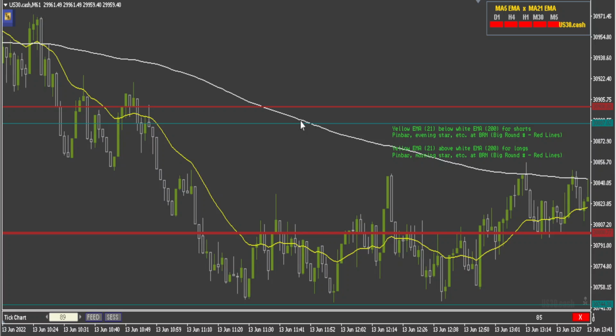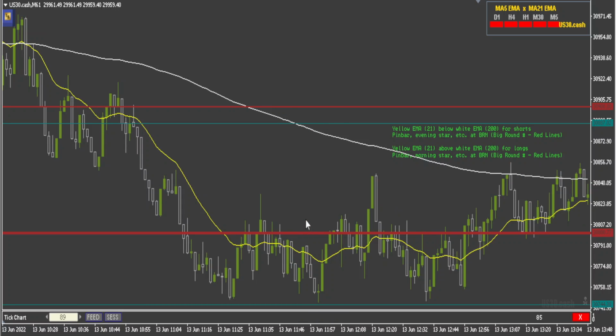We have the white 200 EMA sloping down. We have the yellow EMA below the white EMA. And then we have price come up, make a nice pin bar rejection of this big round number. And again, an added bonus is it rejected the 21 EMA, the yellow here. And then we had a nice little move to the downside. So there's a second trade.